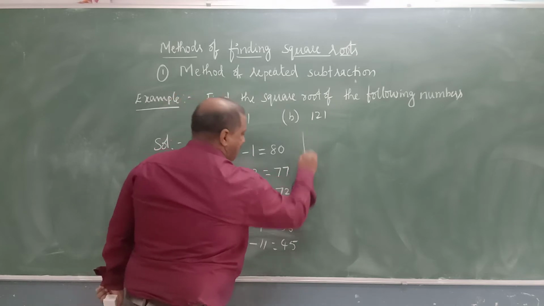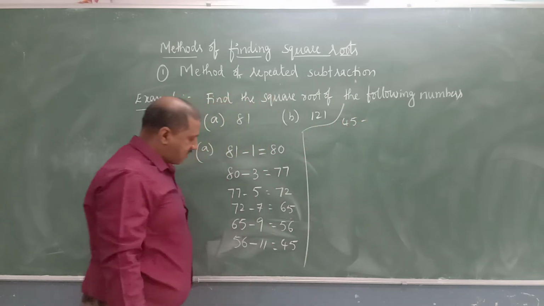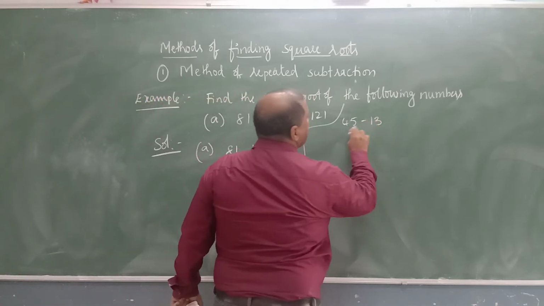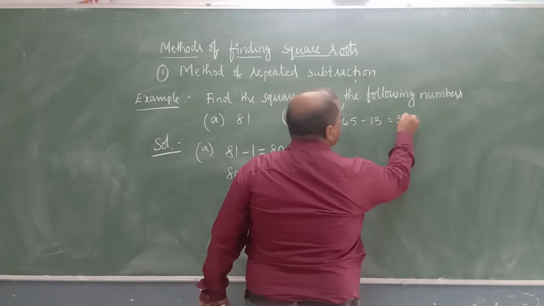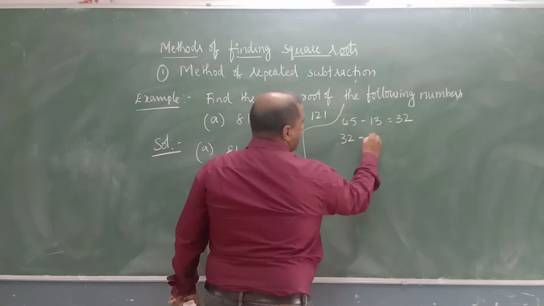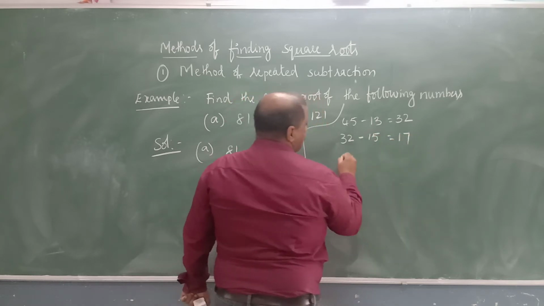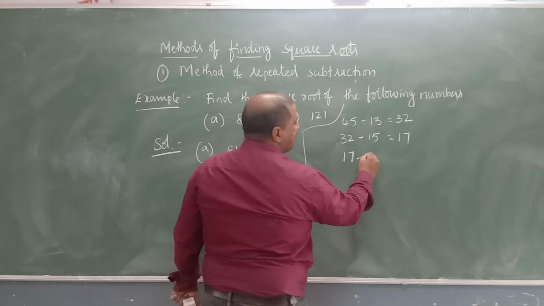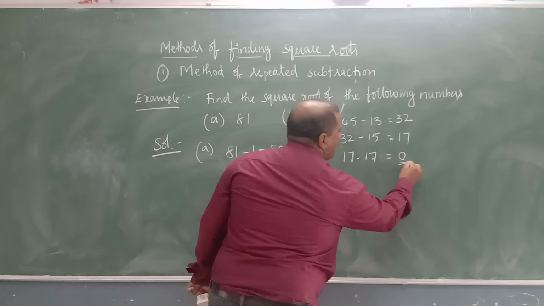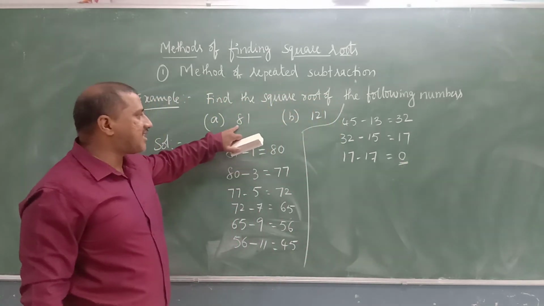Next from 45 subtract the next odd number. What is the next odd number after 11? It is 13. 45 minus 13 is equal to 32. From 32 subtract the next odd number, 15. 32 minus 15 is equal to 17. From 17 subtract the next odd number, 17. 17 minus 17 is 0. So finally the difference is 0. Therefore 81 is a perfect square number.